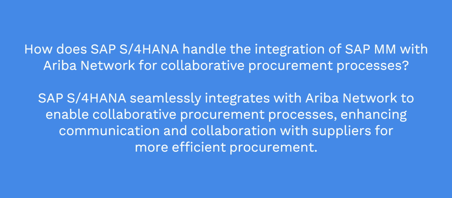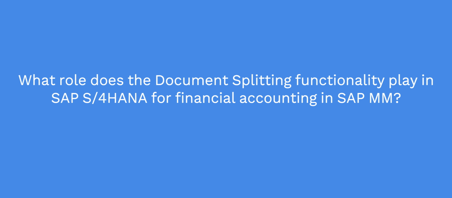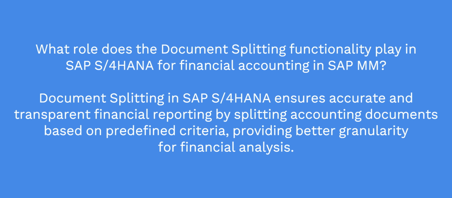SAP S/4HANA seamlessly integrates with Ariba Network to enable collaborative procurement processes, enhancing communication and collaboration with suppliers for more efficient procurement. What role does the document splitting functionality play in SAP S/4HANA for financial accounting in SAP MM? Document splitting in SAP S/4HANA ensures accurate and transparent financial reporting by splitting accounting documents based on predefined criteria, providing better granularity for financial analysis.